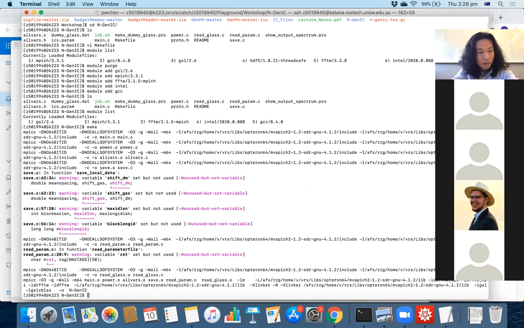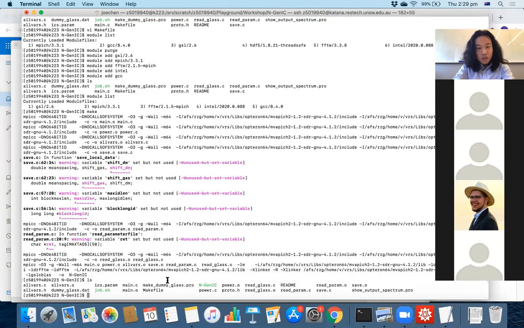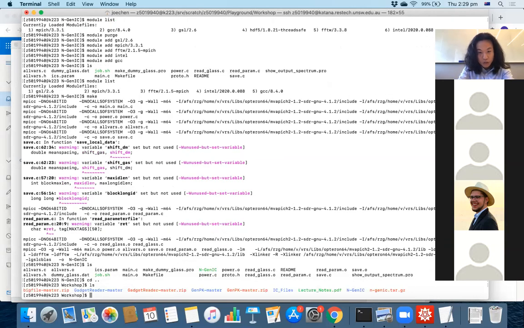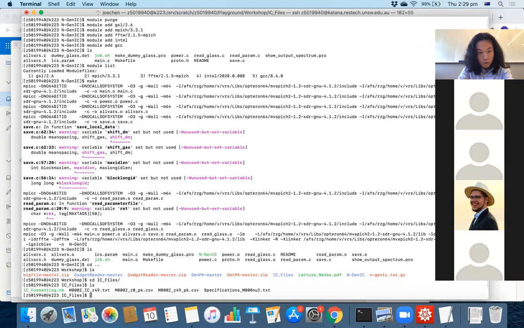It will complain about some legacy C code that's not kosher nowadays, but the rest of it will work just fine. Now you have the executable ngenic, which is the binary file that you use to run. You then have to go to the IC files and copy over a copy of the power spectrum that we initialized before. So copy that to ngenic.